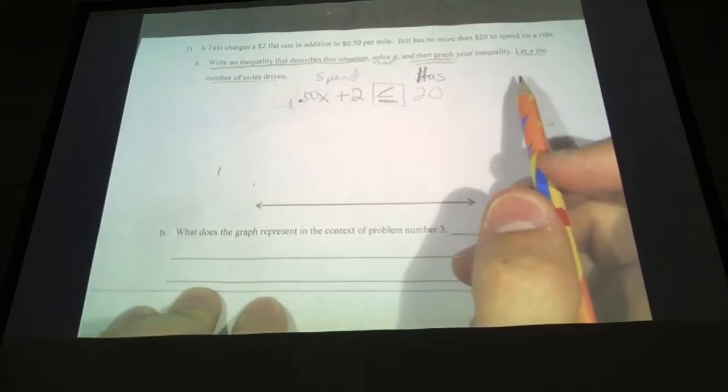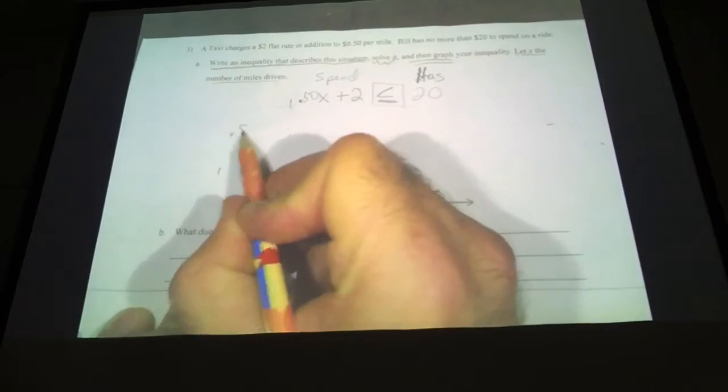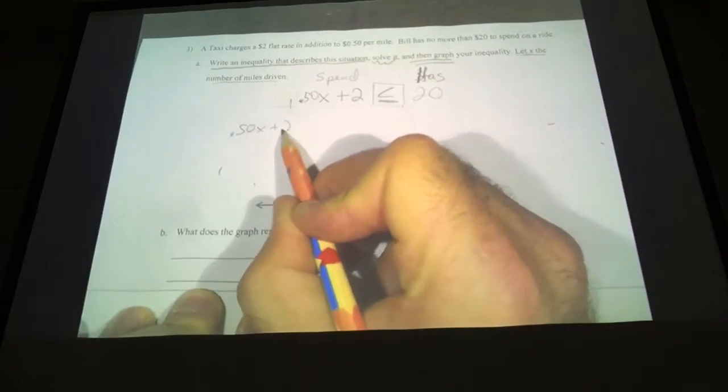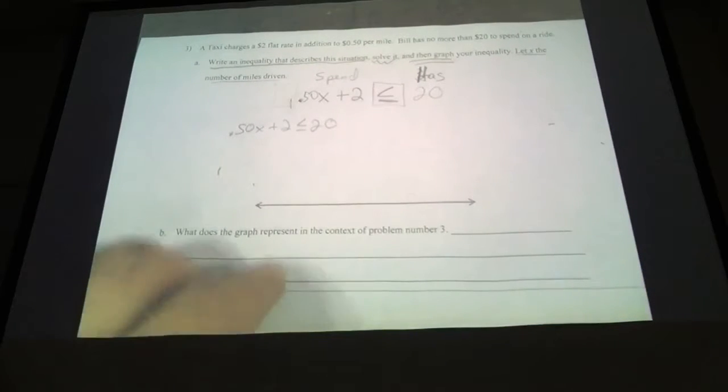Now what I want you to do is solve it. So go ahead and solve 0.50x plus 2 is less than or equal to 20. And then I want you to graph it. Go ahead and do that right now.